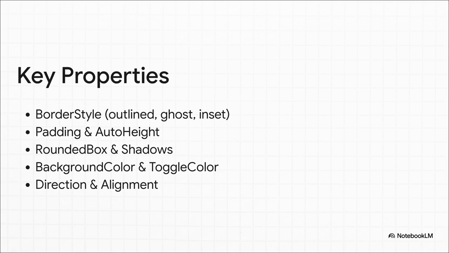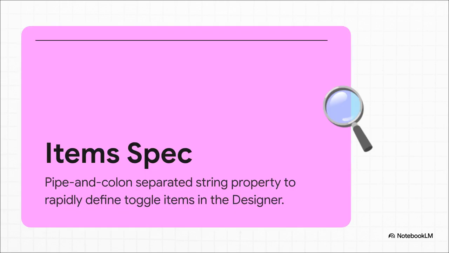You also get easy toggles for things like rounded corners, drop shadows, custom background colors. Oh, and whether you want your layout direction to be vertical or horizontal, it is all done visually. A real time saver. And hey, while we're on the topic of the designer, I absolutely have to highlight the item spec property. Talk about a massive workflow accelerator.